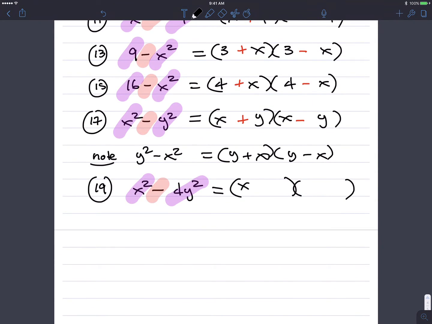So, x and x, what's the base? 2y, 2y. What's the signs? Plus and minus. You factored. X plus 2y, x what? Minus 2y. Okay, you guys have factored out what we call, this is factoring the difference of perfect squares. Okay, let's do a few more.